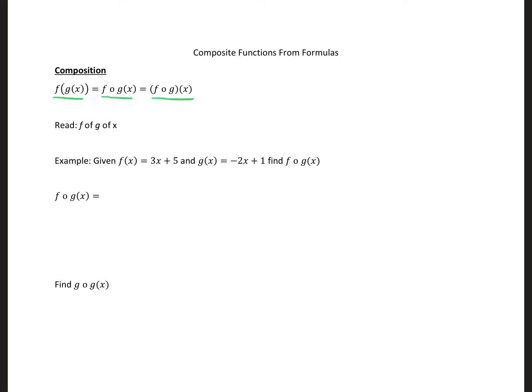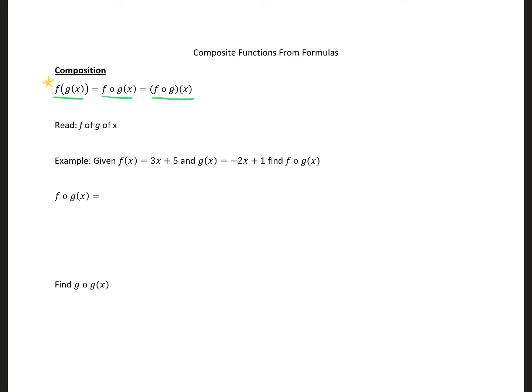I'd personally like you to make particular note of this first one. I believe this is the best notation to help us actually write composite functions. And you'll see why I'm saying that in a second. So let's look at an example. We're given that an f of x function is 3x plus 5, and a g of x function is negative 2x plus 1. And I want to start by finding f of g of x.